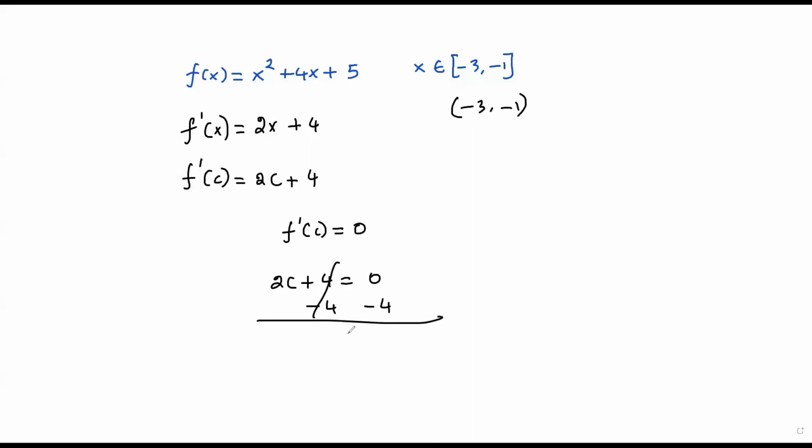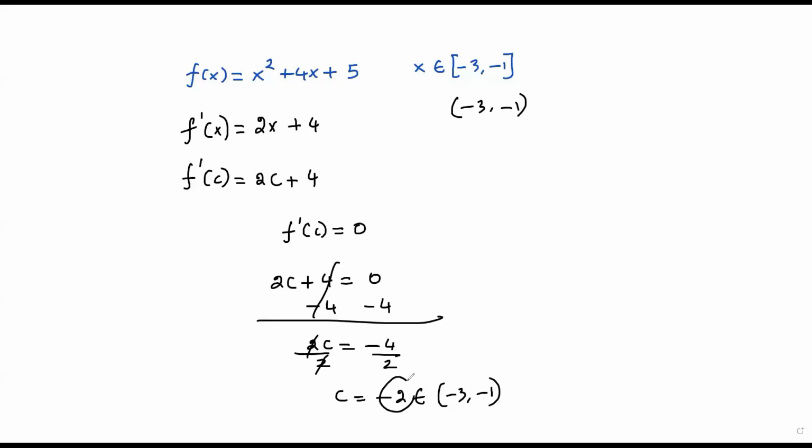So I subtract negative 4 from both sides. So I get 2c equals negative 4. Then I divide both sides by 2. So 2 will cancel out. Negative 4 divided by 2 is negative 2, which is in the open interval negative 3 comma negative 1.